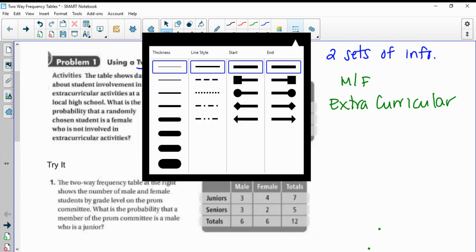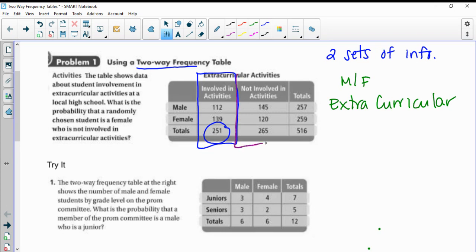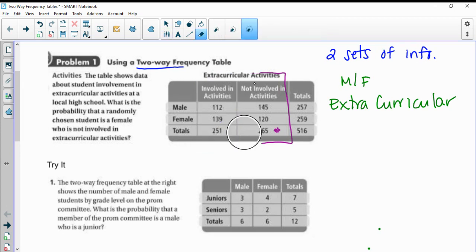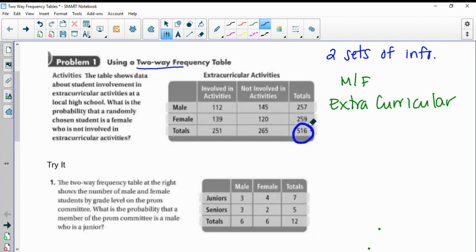And then if we look at the middle column, these are the people that are not involved in extracurriculars, and this would be that total. And then let's see, in this bottom corner, this is the total of everyone in the table. So this is the big total, the final total. That's the everybody total. Okay.